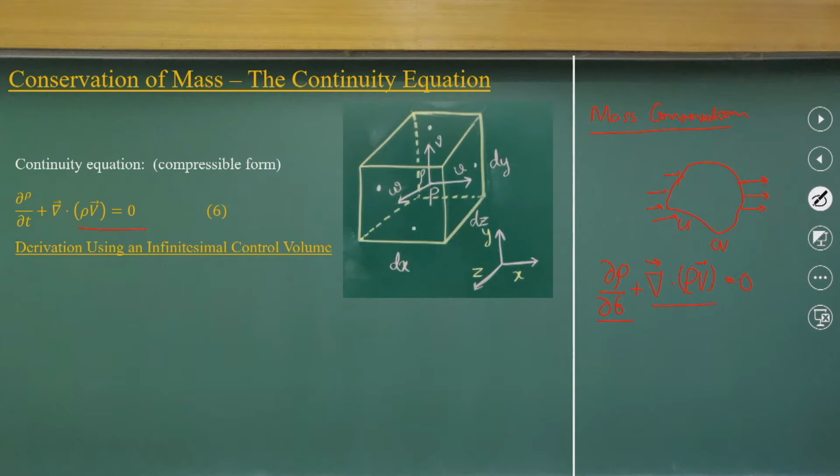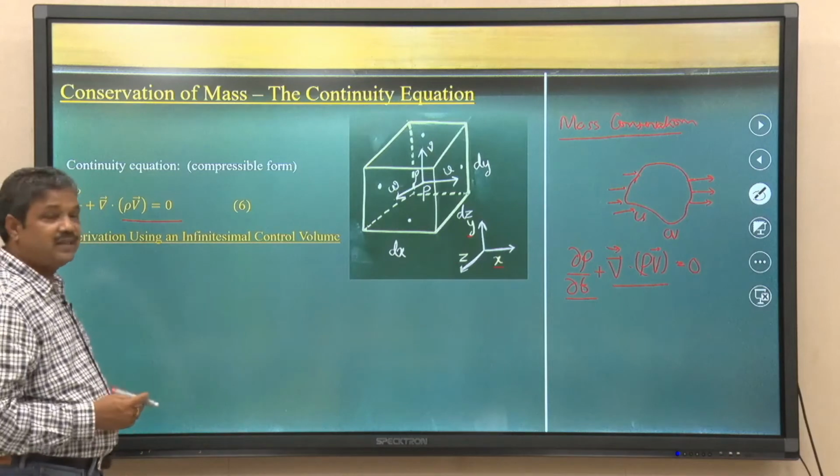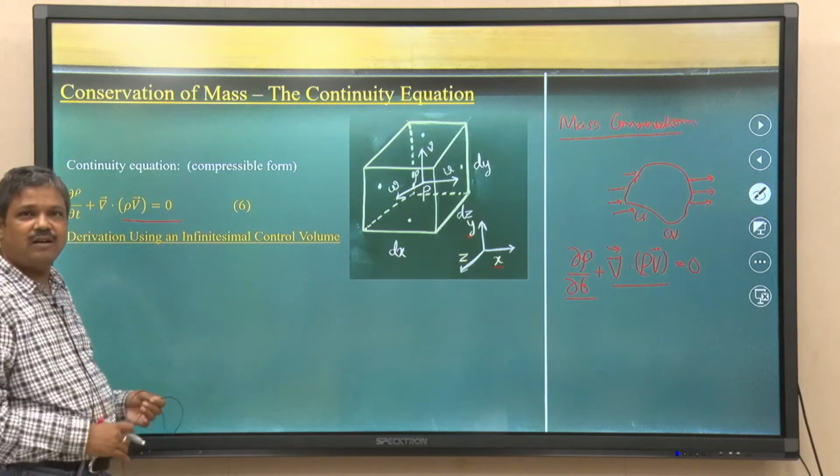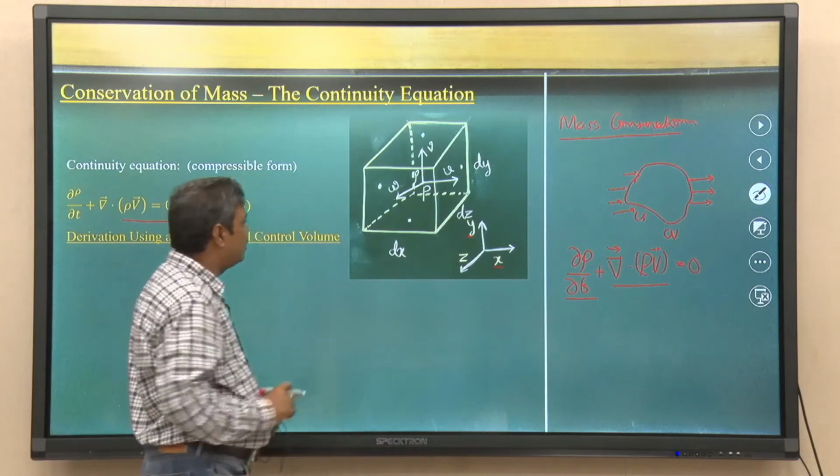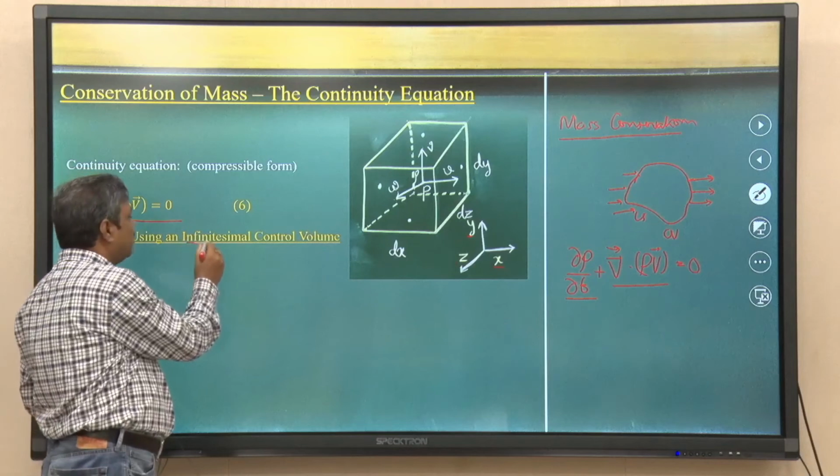Instead of looking at this vector notation, we can look at an infinitely small control volume, which can be simplified as a parallelepiped or box, where we put the coordinates x, y, z, and along the x direction we have dx, dy and dz. So, this is our control volume, and these are the Cartesian coordinates. Let us start deriving these mass conservation equations for infinitely small control volumes.